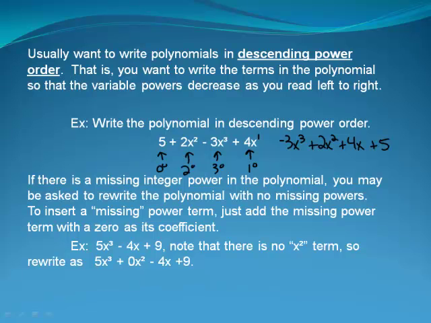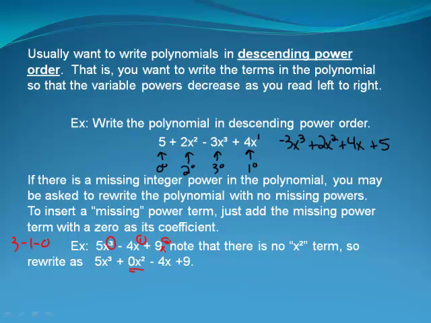Now, if there's a missing integer power in the polynomial, you may be asked to rewrite the polynomial with no missing powers. To insert a missing power term, just add the missing power term with a 0 as its coefficient. For example, 5x cubed minus 4x plus 9. If you look at the powers, notice it goes from 3 to 1. Remember, this is the same as x to the 0. So you're going 3, 1, 0. In terms of integer order, you're missing a power of 2.